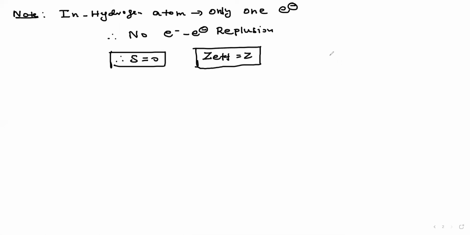The attraction can be what? Can be decreased. Is the effective nuclear charge going to decrease? It means the attraction between the nucleus and the outermost electron can decrease, right?